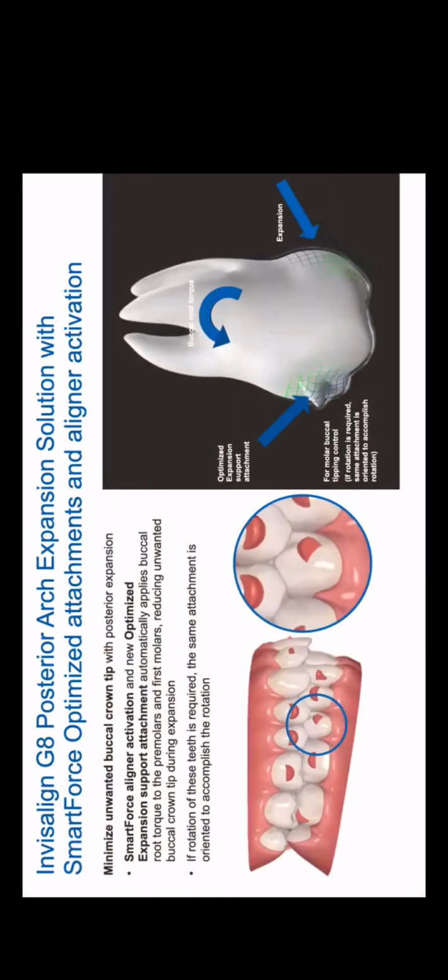And by the way, we have the G8 protocol. It's a very good protocol. I like it, but it's actually very new. They started it in 2021, this year. And there is an optimized expansion support attachment when we are doing the expansion, and it minimizes the tipping moment. With this expansion support attachment, we can also rotate the tooth at the same time.